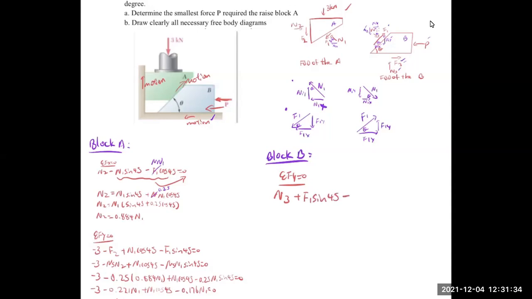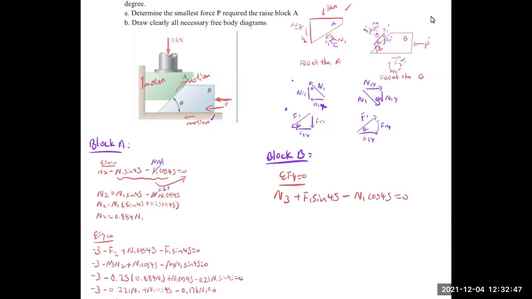Then I have this N1. Did I do this right? Hold on. I made a small mistake right here as I drew the free body diagram. So as you can see from this one right here, this is my N1, this is my N1x, this is my N1y. Okay, that's right. Yeah, that makes sense. So I have my N1y, which would be N1 cosine of 45, equals 0.